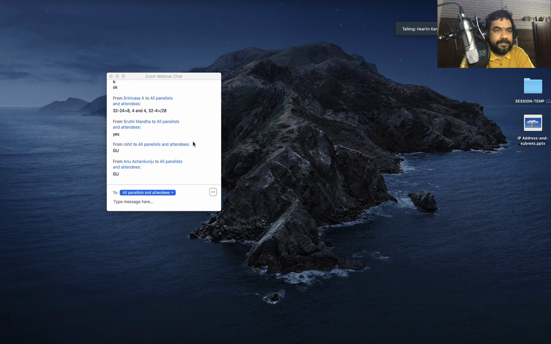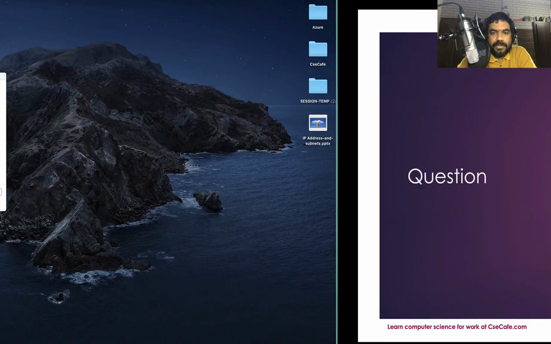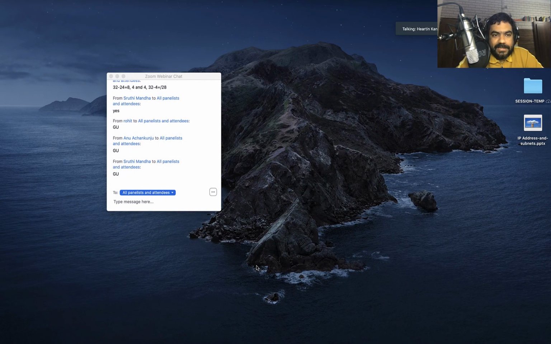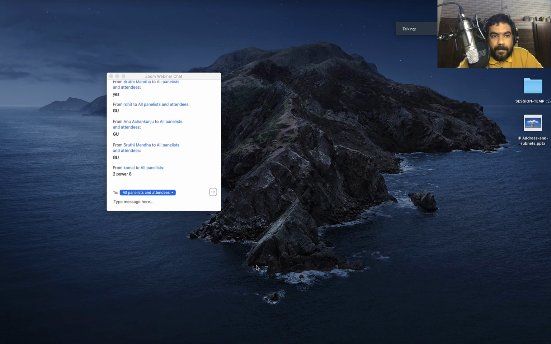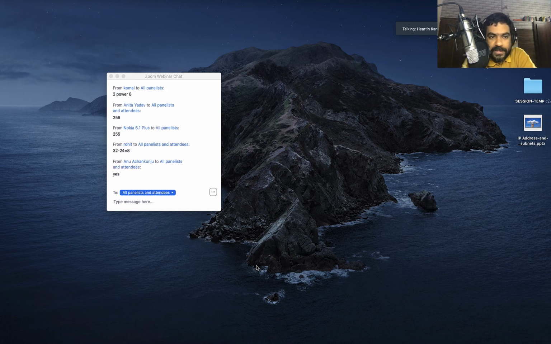Okay, so now I will ask a few questions. If you have a /24 as the routing prefix, how many IP addresses can you have? Two to the power 8, which is 256. Everybody is okay, right? 32 minus 24 equal to 8, and 2 to the power of 8 is 256. You are clear?